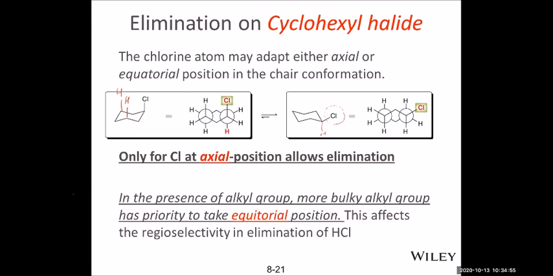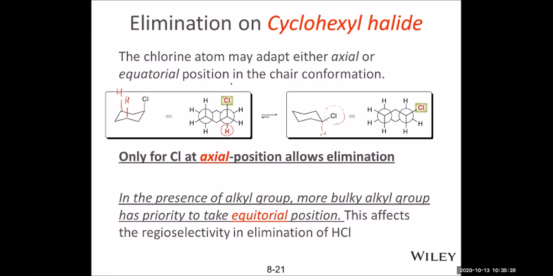But for elimination reaction, only the axial position will allow the elimination, because if you look at the beta hydrogen, when you have chlorine in the axial, there is a hydrogen on the beta position. It lines up perfectly and allows the E2 elimination. That's when the chlorine is on the axial position.